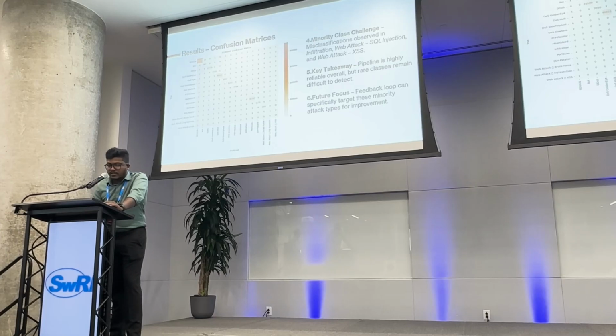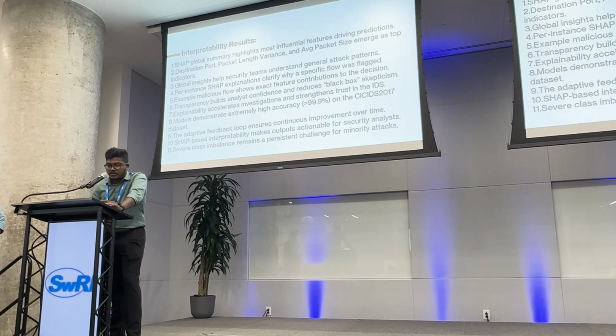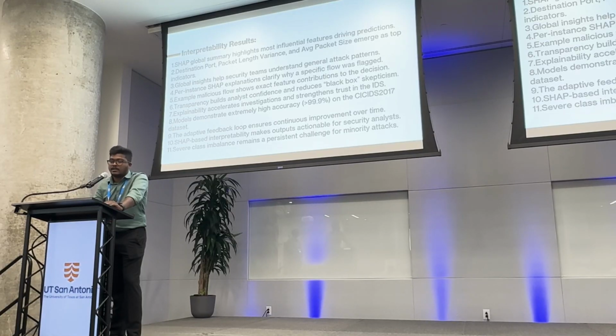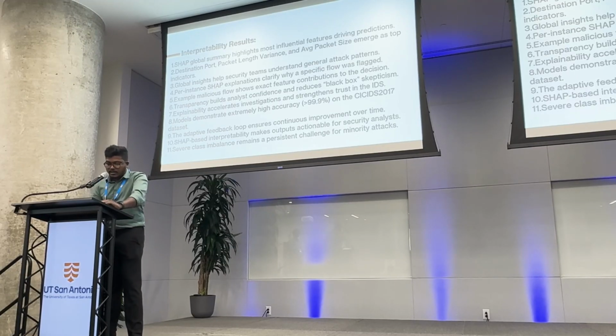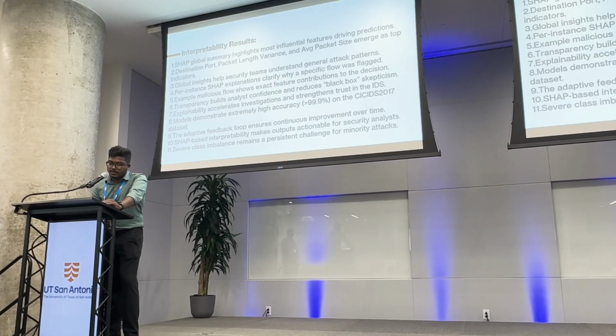Coming to the explainability, explainability was central to our design. The SHAP global summary plot confirmed the top contributing features, but beyond the global trends, SHAP also provides instance explanations. For example, when a flow is flagged as malicious, analysts can see exactly which feature drove the prediction. This transparency not only builds trust, but also speeds up the investigation process by giving actionable insights.